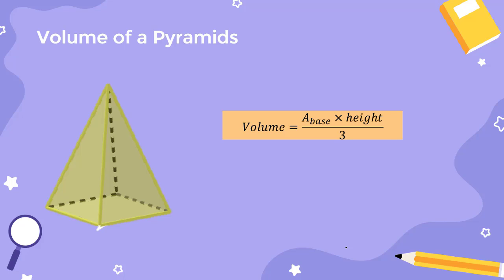And the last one, the volume of a pyramid. You can use the volume formula: area of the base times height over 3.